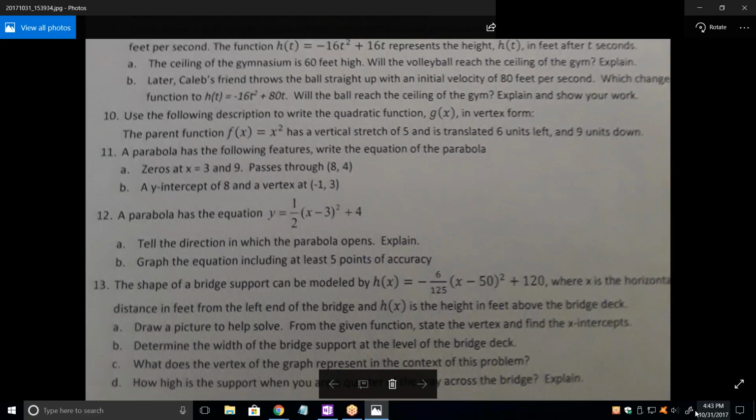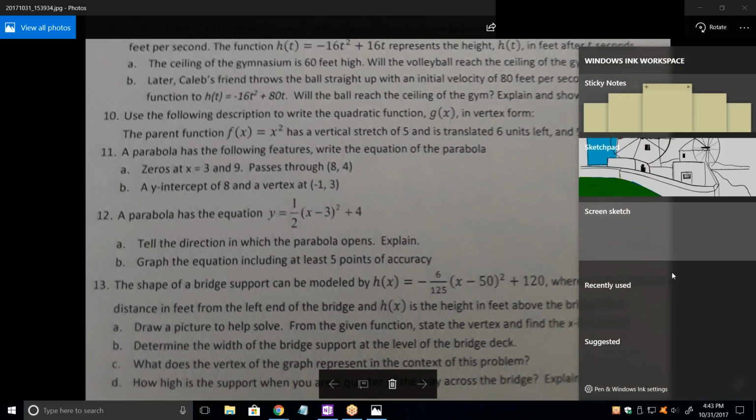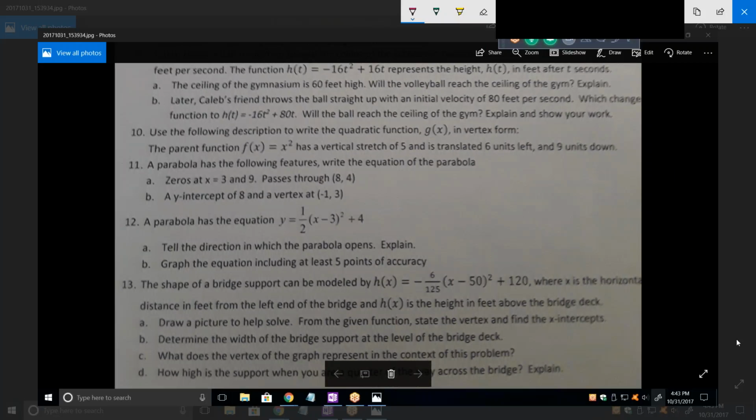Okay, I guess I can't scroll up any further. So, 13. The shape of a bridge support can be modeled by that. Well, what is that? That is a quadratic in vertex form.